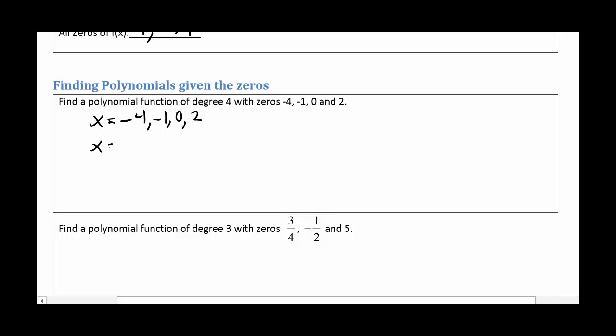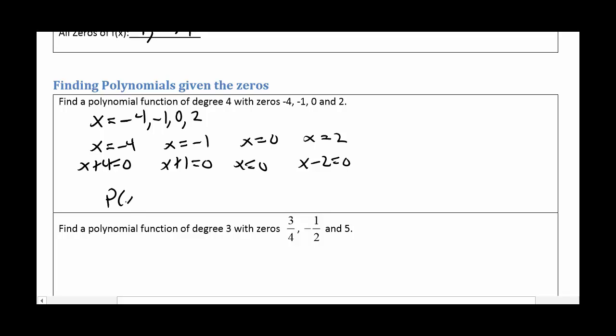So if I break this up into its 4 little roots there, then if I bring it over into its factored form, that means x plus 4's got to equal 0, x plus 1's got to equal 0, well that's just x equals 0, and x minus 2 equals 0. Okay, so this polynomial in its factored form would be x plus 4 times x plus 1 times x minus 2. Okay, and again, this is the factored form of this.